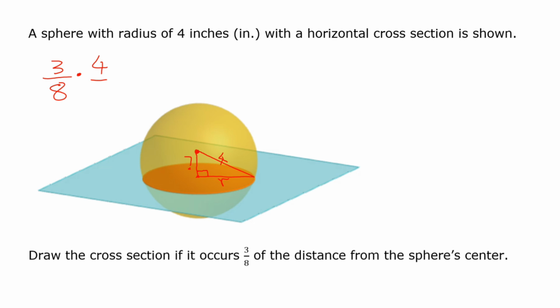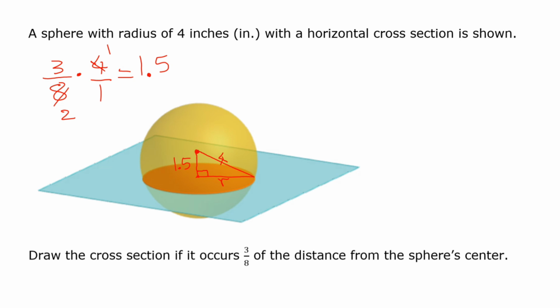3/8 of 4. And if we should cancel 4 into itself, that's 1 time. And 4 into 8, that's 2. Then 3 divided by 2 will give us 1.5. So that distance that was traveled 3/8 of the distance from the center down is actually 1.5. Let's write that a little better. Okay, so let's put on that 1.5 right there. All right, a little better.